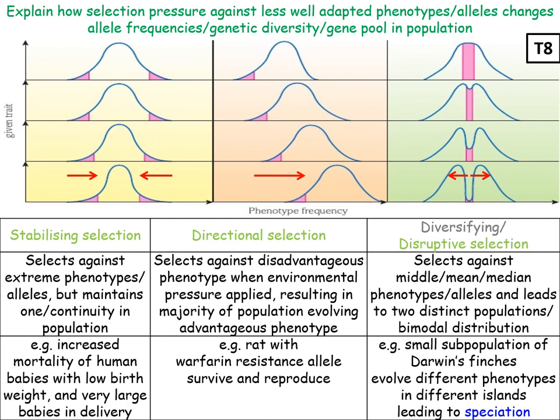And the last one is disruptive selection. And here you're selecting against the middle, which is the mean or the median phenotypes or alleles, and this leads to two distinct populations or a bimodal distribution. An example would be Darwin's finches, where a small subpopulation evolved different phenotypes on different islands. And this is the one that could lead to speciation because the two populations will then become so different to each other that they can't breed and produce fertile offspring. So disruptive selection can lead to speciation due to natural selection.